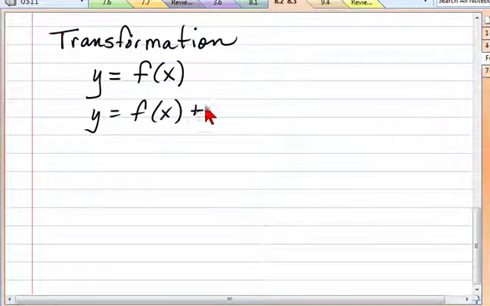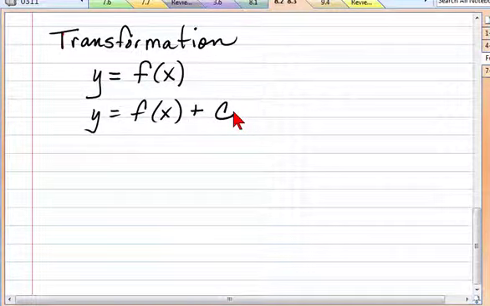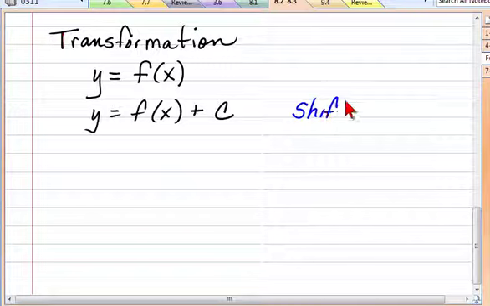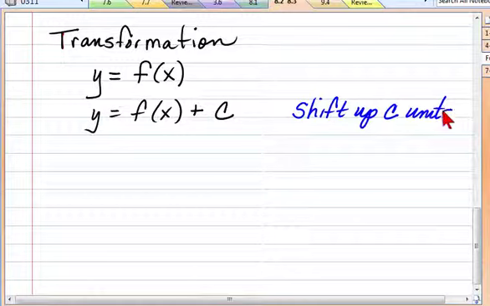If you then transform that function by adding a constant to it, add a 2, add a 7, add a 9, add something to it, what's going to happen is that it is going to shift up C units. It's going to maintain its exact shape, but it's going to be shifted up. I promise examples to come.